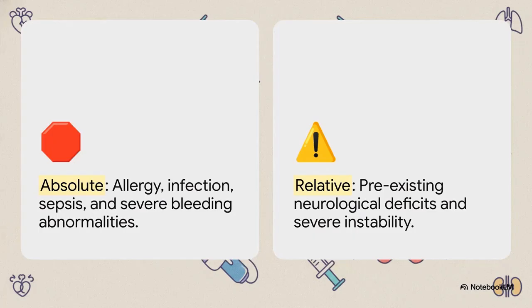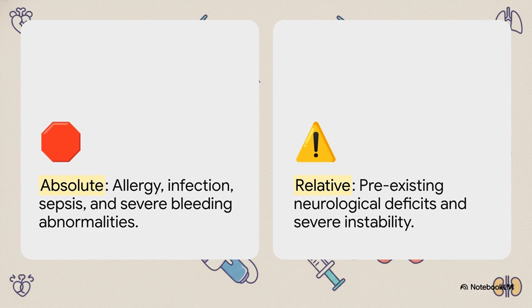To ensure absolute patient safety, we must adhere strictly to our contraindications. The absolute contraindications are clear-cut and non-negotiable. A known, documented allergy to amide local anesthetics, active infection at the injection site in the flank, overwhelming systemic sepsis, and severe coagulation abnormalities or bleeding tendencies. Let me be clear. If your patient is fully anticoagulated, a deep QL3 block is entirely off the table due to the incompressible nature of the deep muscular layers.